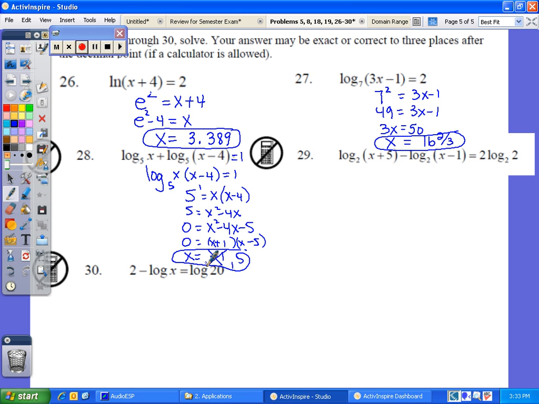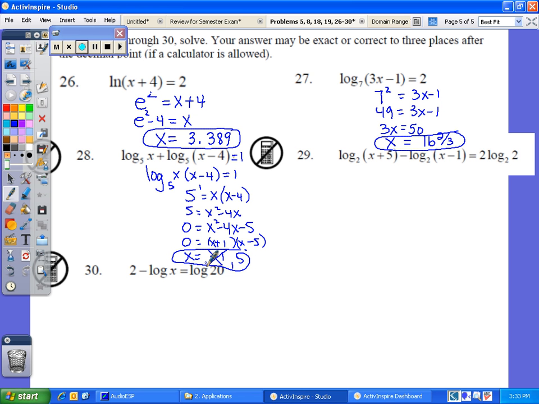Now let's check 5. If I place 5 in place of x, that will work. And if I place 5 in the second log term, 5 minus 4 is positive, that's okay. So I do have a solution of x is 5 only and negative 1 is extraneous.